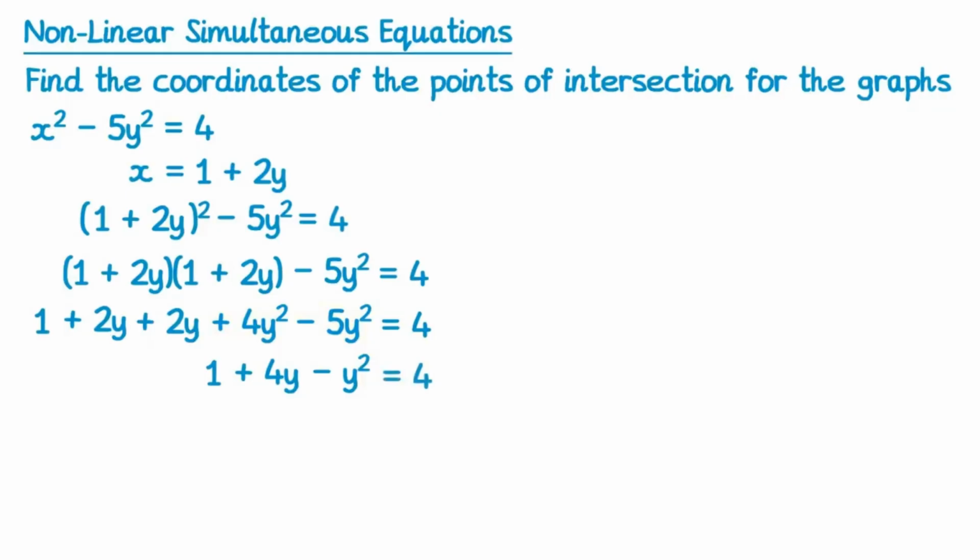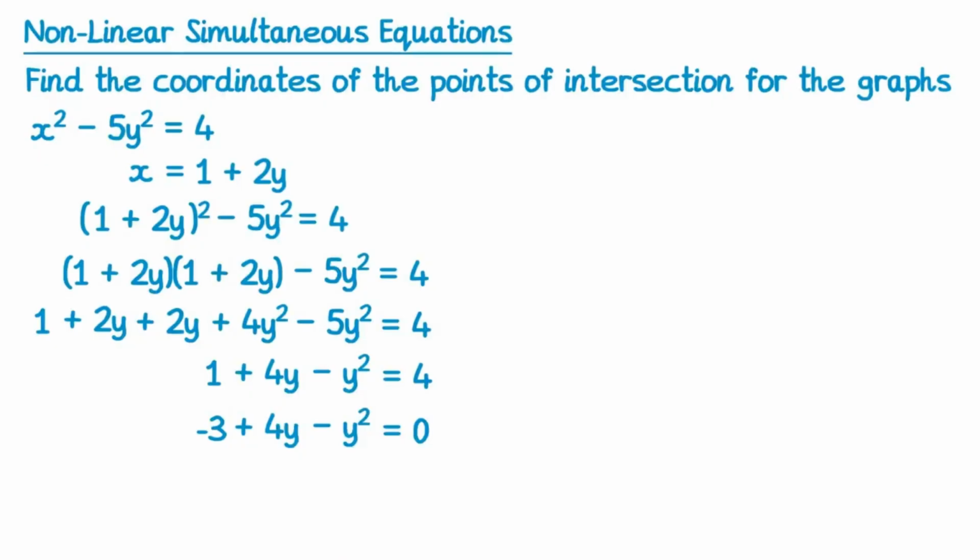Now, just like before, we're going to get all of the terms on the left-hand side and make the right-hand side equal 0. So let's subtract 4 from both sides. On the left-hand side, 1 take away 4 is negative 3. Then we've got plus 4y minus y squared. And of course, 4 take away 4 on the right-hand side gives you 0.